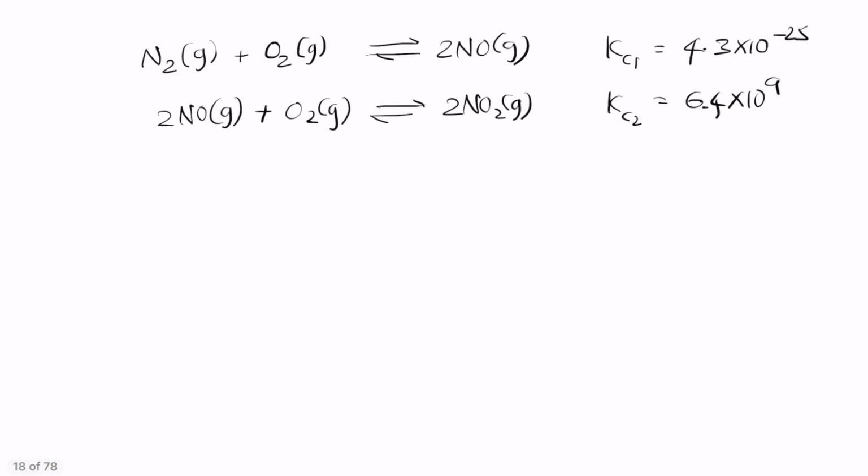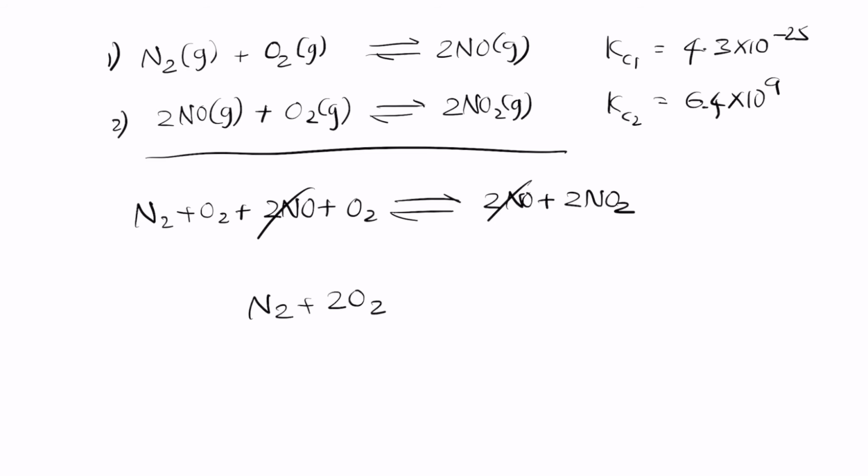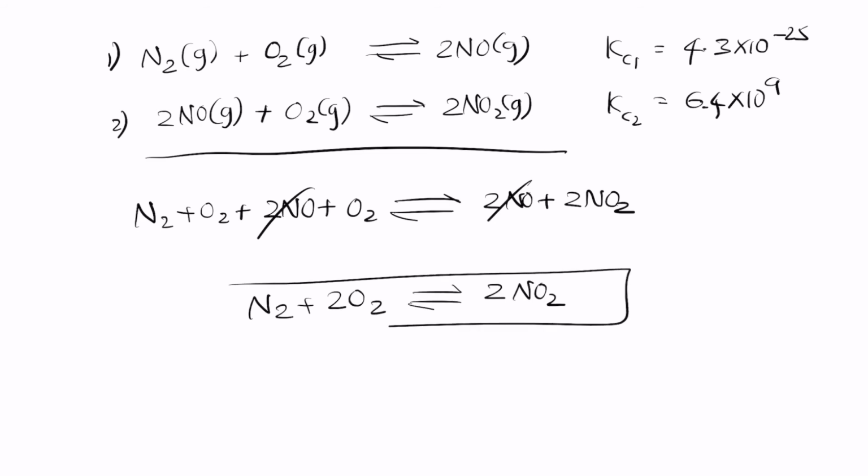So notice that you have two reactions now. First, find the overall reaction. So the overall reaction is to add the reactants and add the products. So you have N2 plus O2 plus 2NO plus O2 gives 2NO plus 2NO2. So 2NO, 2NO gone. So we can write that N2 plus 2O2 gives 2NO2. So this is the overall reaction.